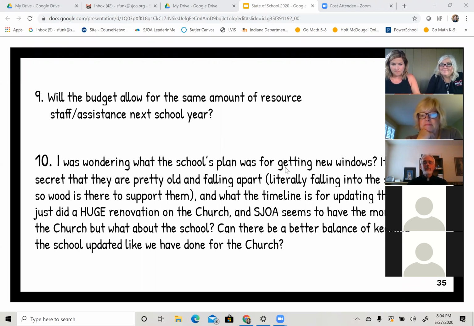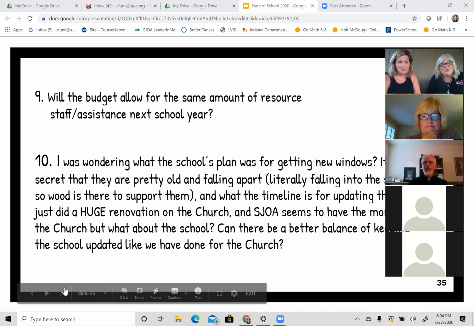I think if Molly is online, maybe she can answer this. But I think they're going to start the installation of the windows pretty soon. Yes. July. So the south side, which is the 42nd Street side, and the east side, which overlooks the garden, will get the windows first, and they are going to do the work before we were supposed to come back to school.